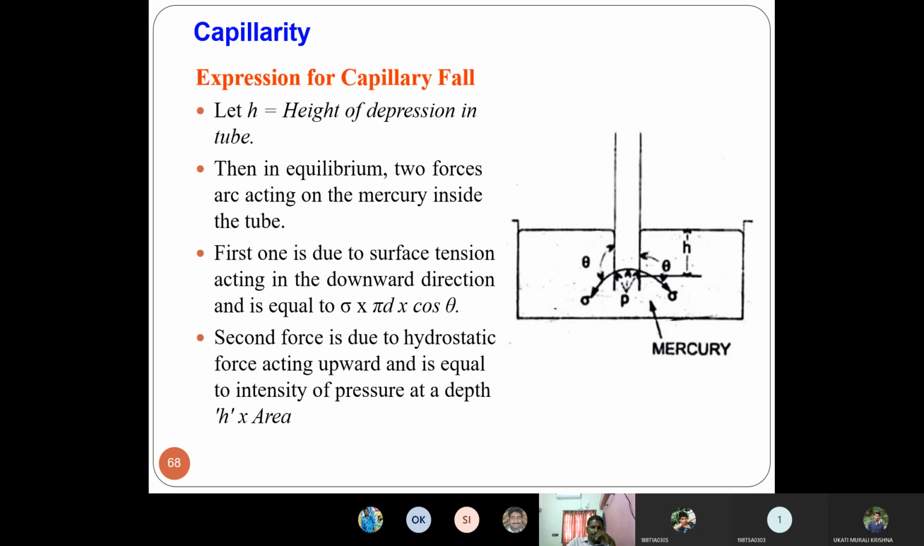In equilibrium, two forces are acting on the mercury inside the tube. The first one is due to surface tension acting in the downward direction and is equal to sigma pi d cos theta. Sigma pi d cos theta. Second, the force due to hydrostatic pressure acting upward is equal to the intensity of the pressure at a depth of h into area.